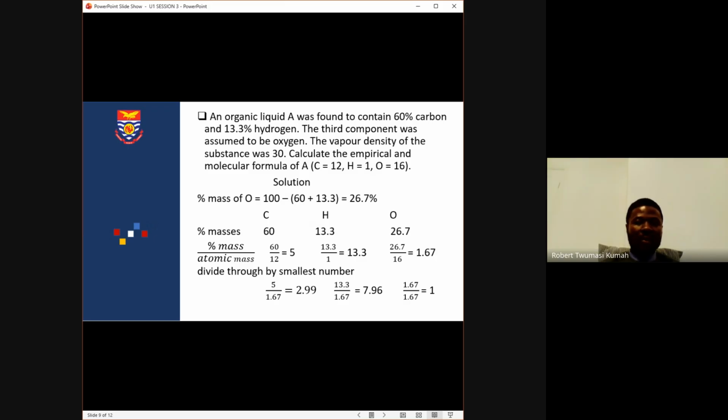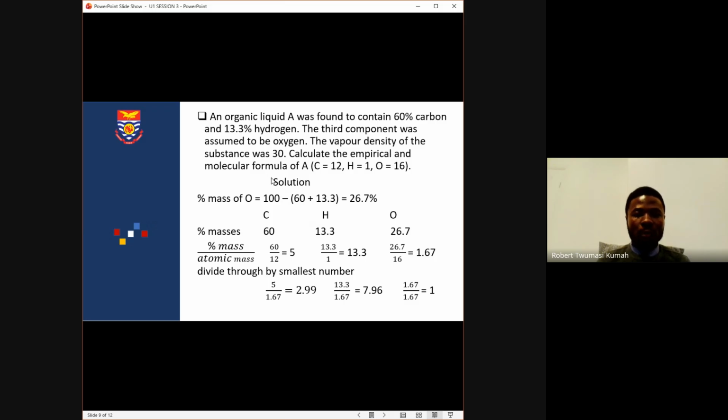And there is another question here which follows similar. I wanted you to try it, solve it, but I think we are also considering time. So let's quickly go through that. An organic liquid A was found to contain those percentages, and this time around we've been given vapor density. That should tell us something. It means we will be going further to find the molecular formula.